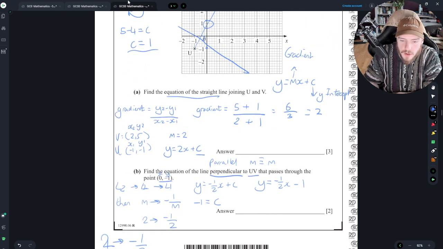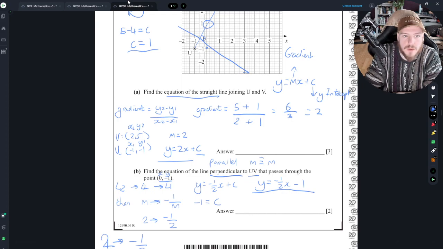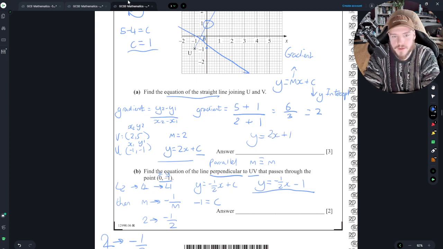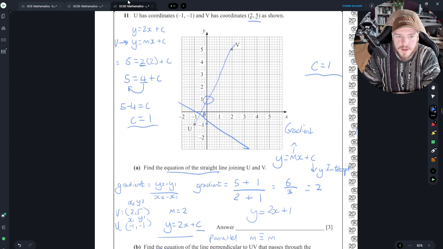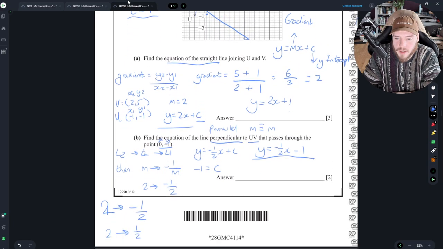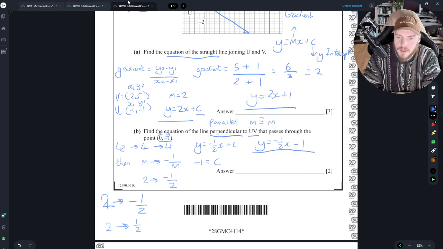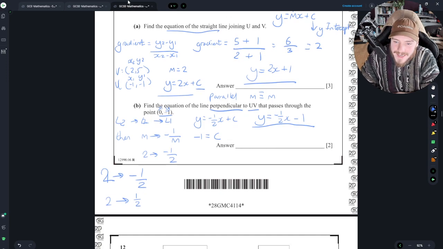So that's our equation there, and we actually need to finish off this one here, 2x plus 1. I didn't fully write it. If you don't fully write it, you'll not get the marks. So make sure you have written the final equation for each of your lines.